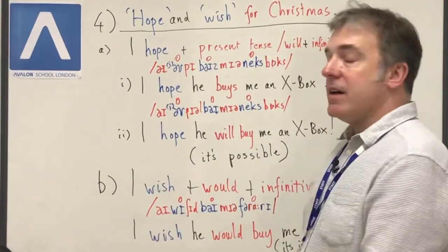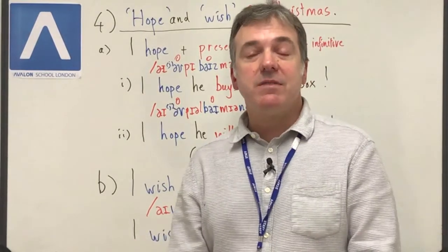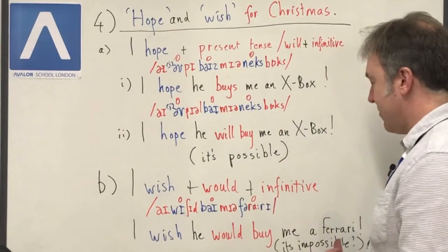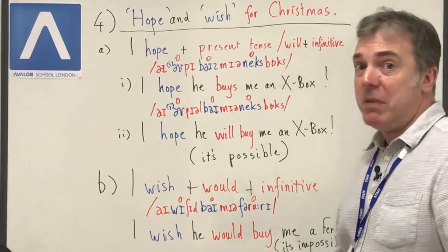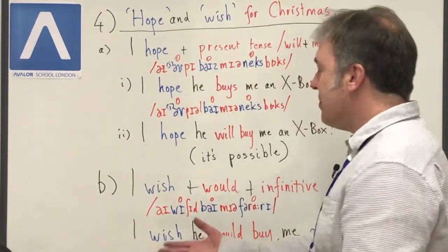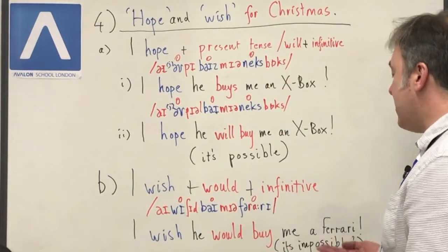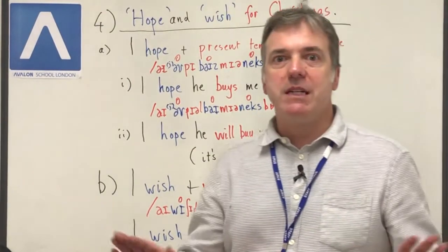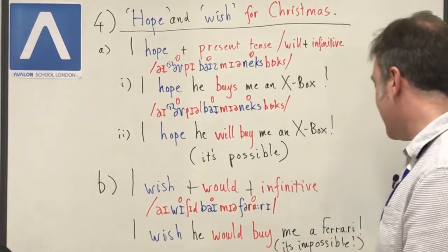Okay. Now, Xbox is possible, and for some of us, now for most of us, Ferrari. Okay, what about a Ferrari? I know for me, a Ferrari is impossible, completely impossible. But we could still want one. So, I wish he would buy me a Ferrari. It's impossible. I know it's impossible, but I wish he would buy me a Ferrari. Okay, so it's impossible.